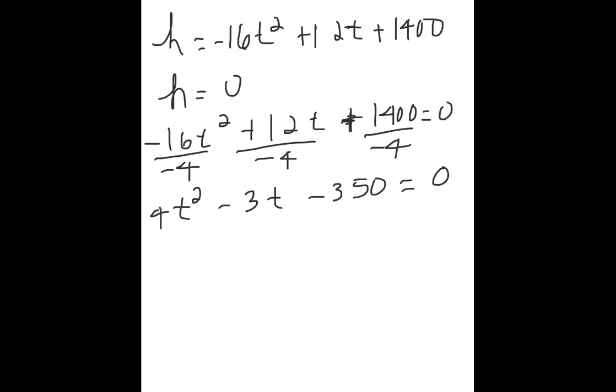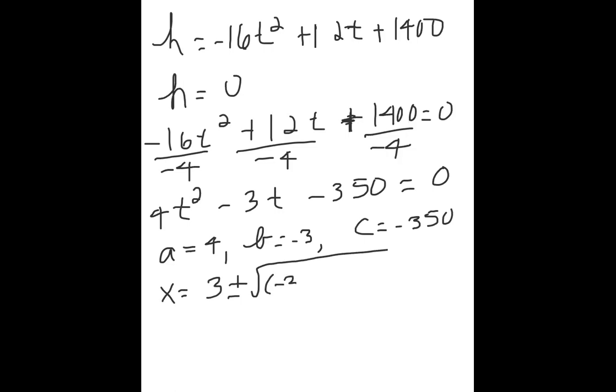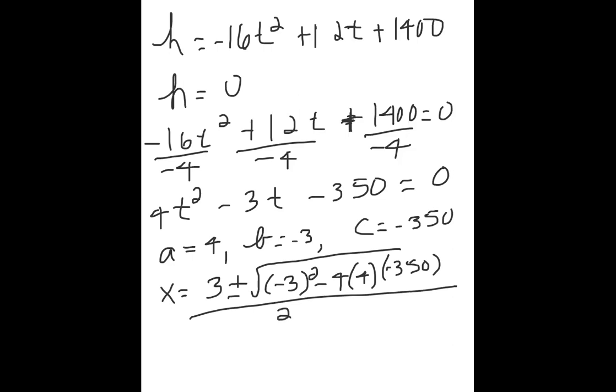They want us to round this to 1 decimal place. So the a value is 4, the b value is -3, the c value is -350. We did not have to reduce it, guys. I just like working with smaller numbers. You could have done this from the original problem. So now, the formula: opposite of b, +3, plus or minus the square root of b squared minus 4 times a times c, and all of this gets divided by 2 times a.